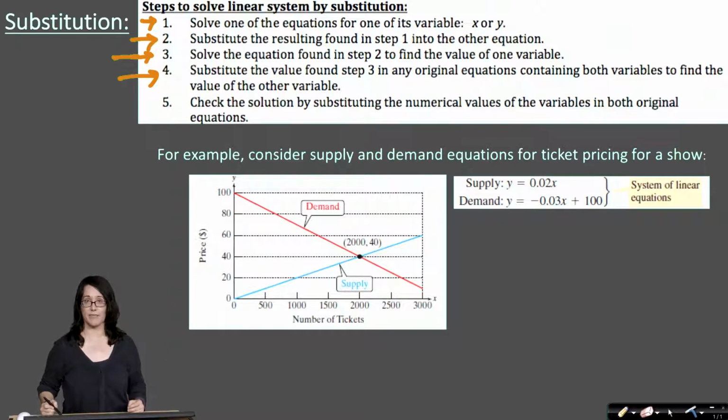And finally, step 5. Once you've found your answer for x and your answer for y, make sure it works, because there's a chance that you made a mistake, right? We are human. So there is a chance that you found the wrong value just because of an arithmetic error. So always, always, always check if your input and your output, if your x and your y really do satisfy both equations. If it only satisfies one but not the other, you do not have the correct point, because a point that is a solution to a system is a point on both lines.